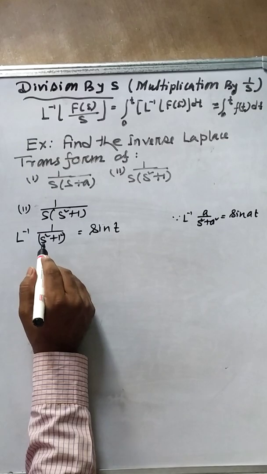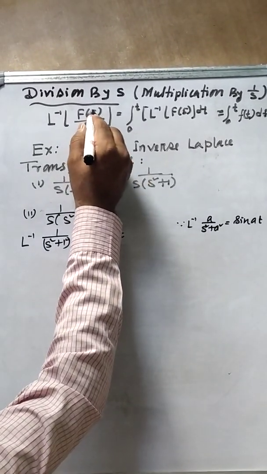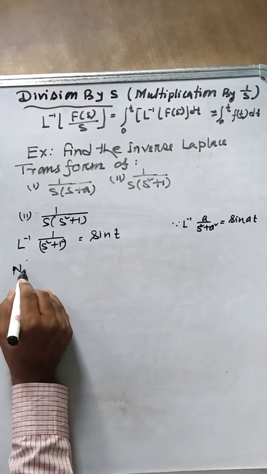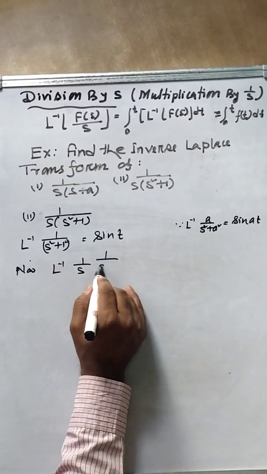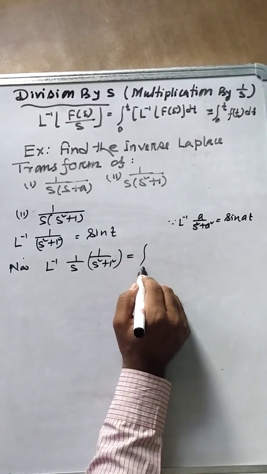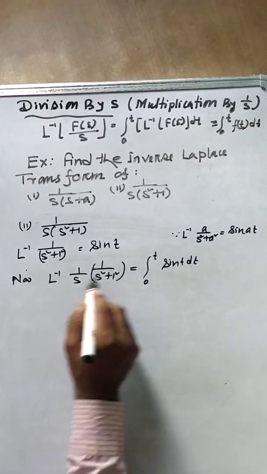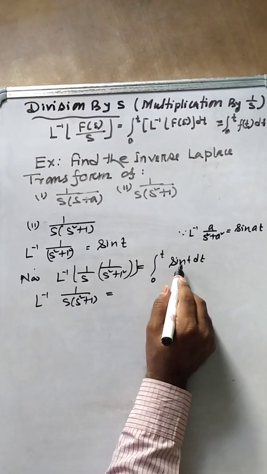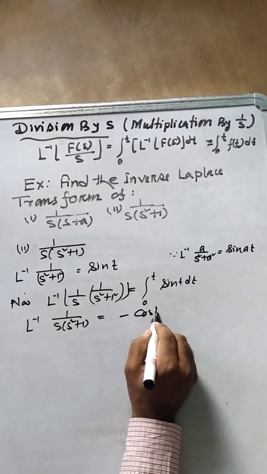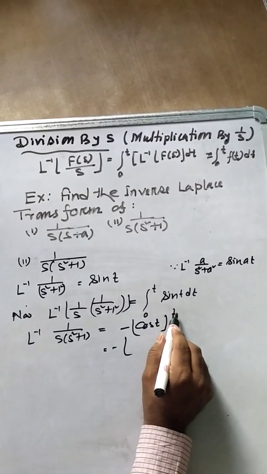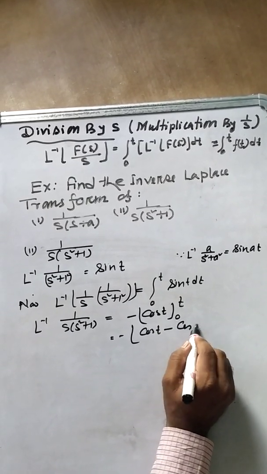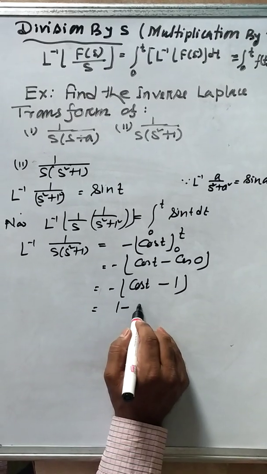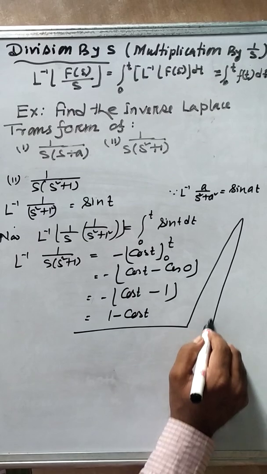So by taking inverse Laplace we get this formula. By our formula, if F(s) is divided by s, then the answer is the integral from 0 to t of f(t) dt. So we divide this one by s. Therefore L inverse of 1 by s(s square plus 1) equals the integral from 0 to t of sin t dt. The integration of sin t is minus cos t, from 0 to t. Putting the upper limit t, cos t, and the lower limit 0, cos 0. Cos 0 is 1, multiplying by the minus sign, we get 1 minus cos t, and this is a very nice answer.